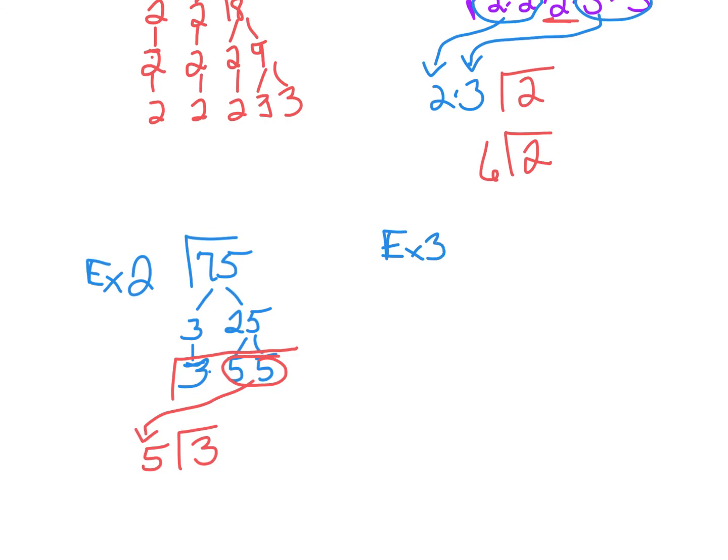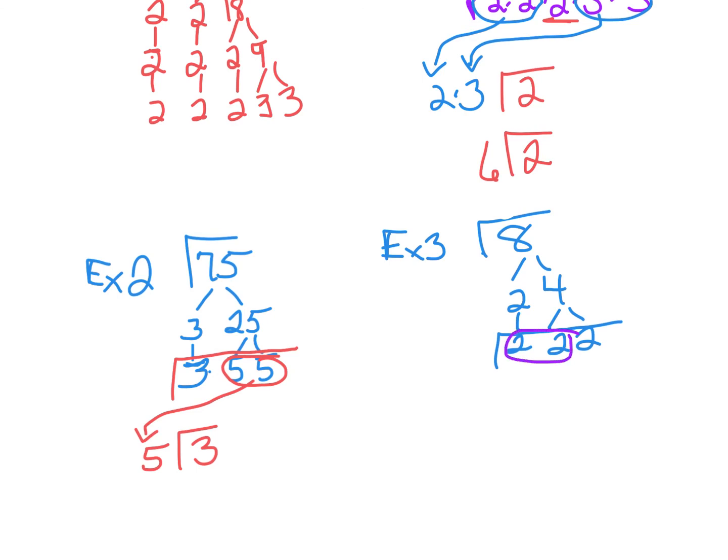Example 3. Let's do the square root of 8. Can 8 be divided by 2? Yes, it can. 2 times 4. Can 4 be divided by 2? Yes, it can. So the prime factorization of 8 is 2 times 2 times 2.